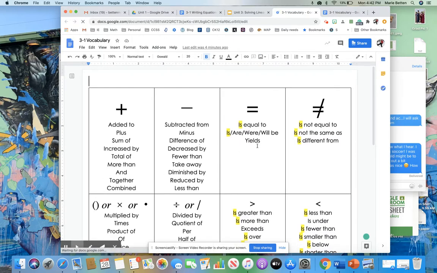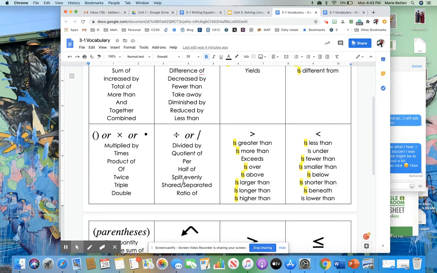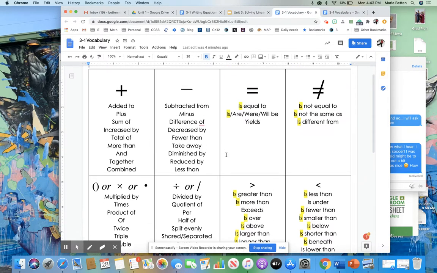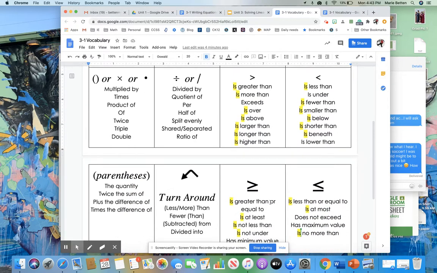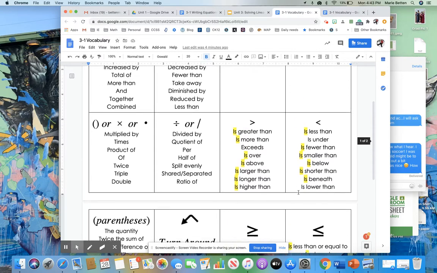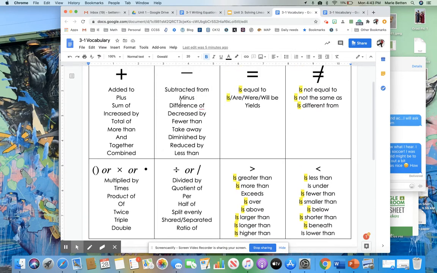If you are reading a story problem, what word or words in the story problem would tell you that you would need to add? What would tell you need to subtract? Multiply or divide. To take it a step further, now that we're working with equations, we have equal signs, not equal to, greater than, less than, greater than or equal to, less than or equal to. Wondering how you tell the difference from a subtraction sign or an addition sign, more than versus is more than.